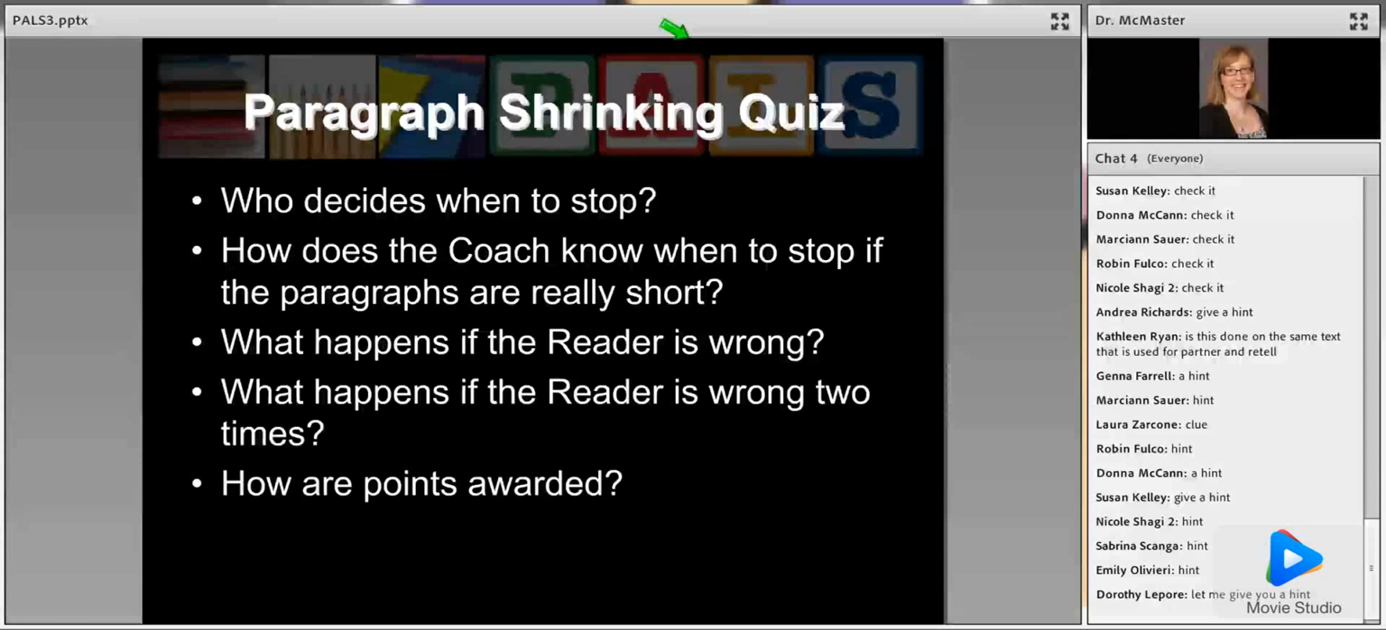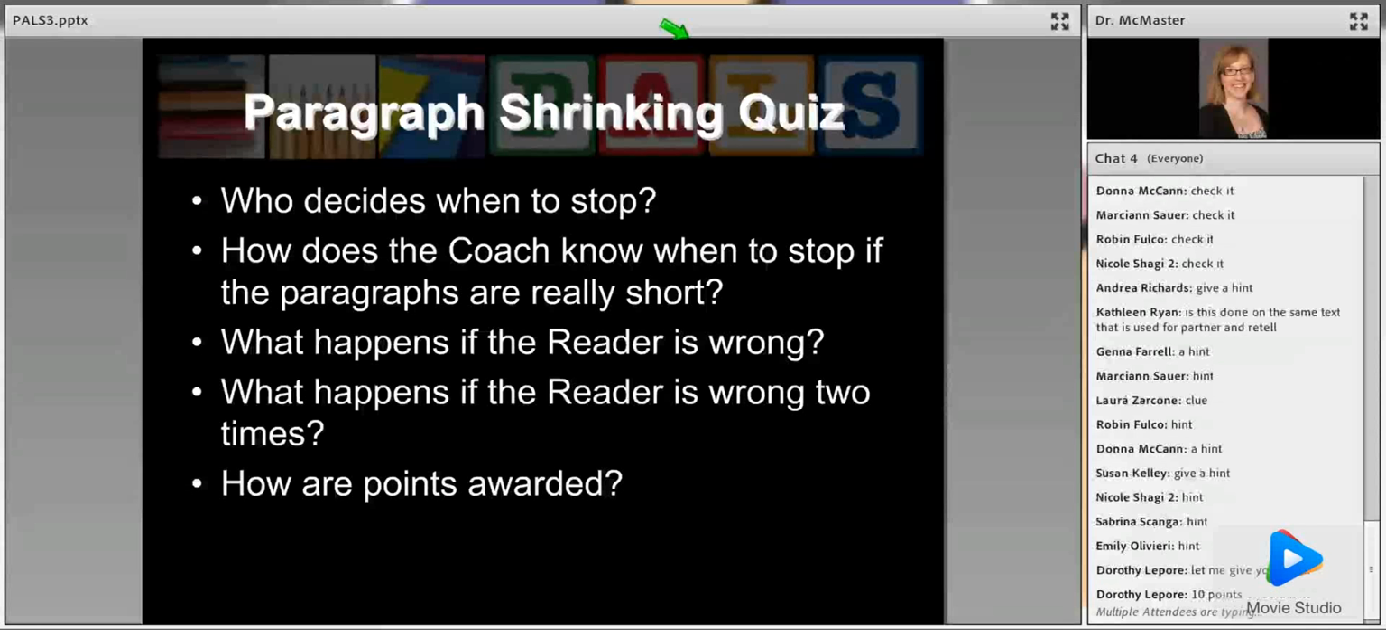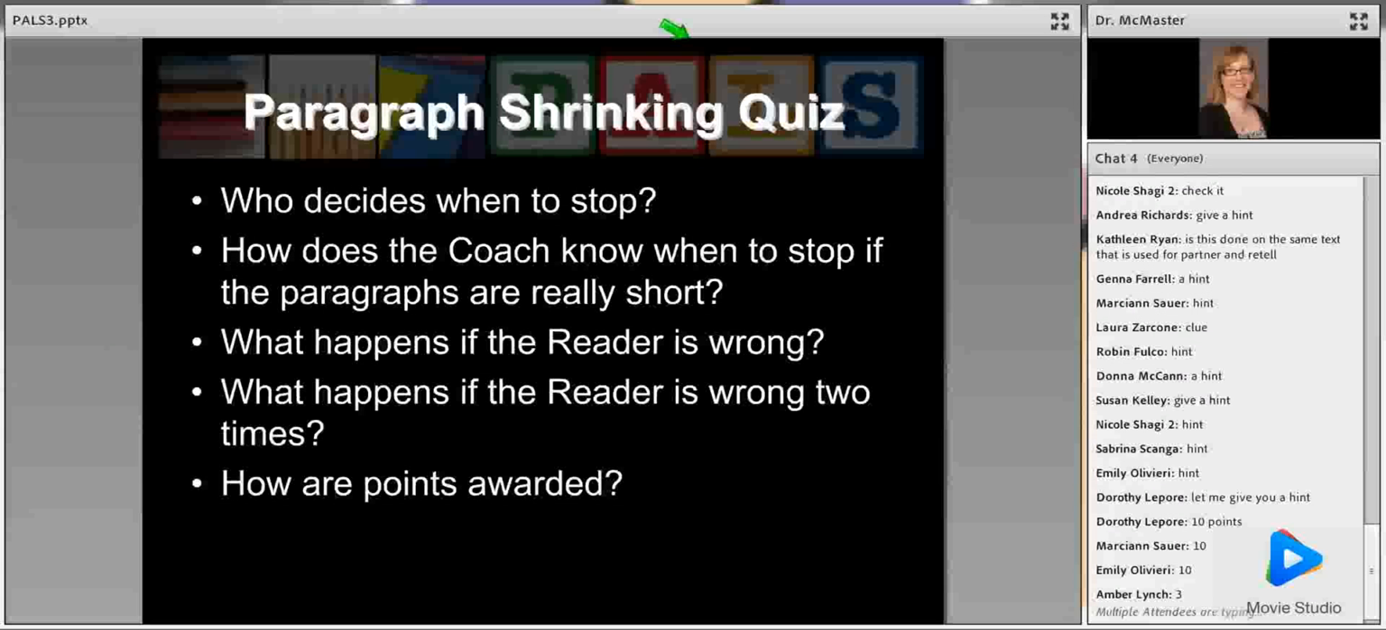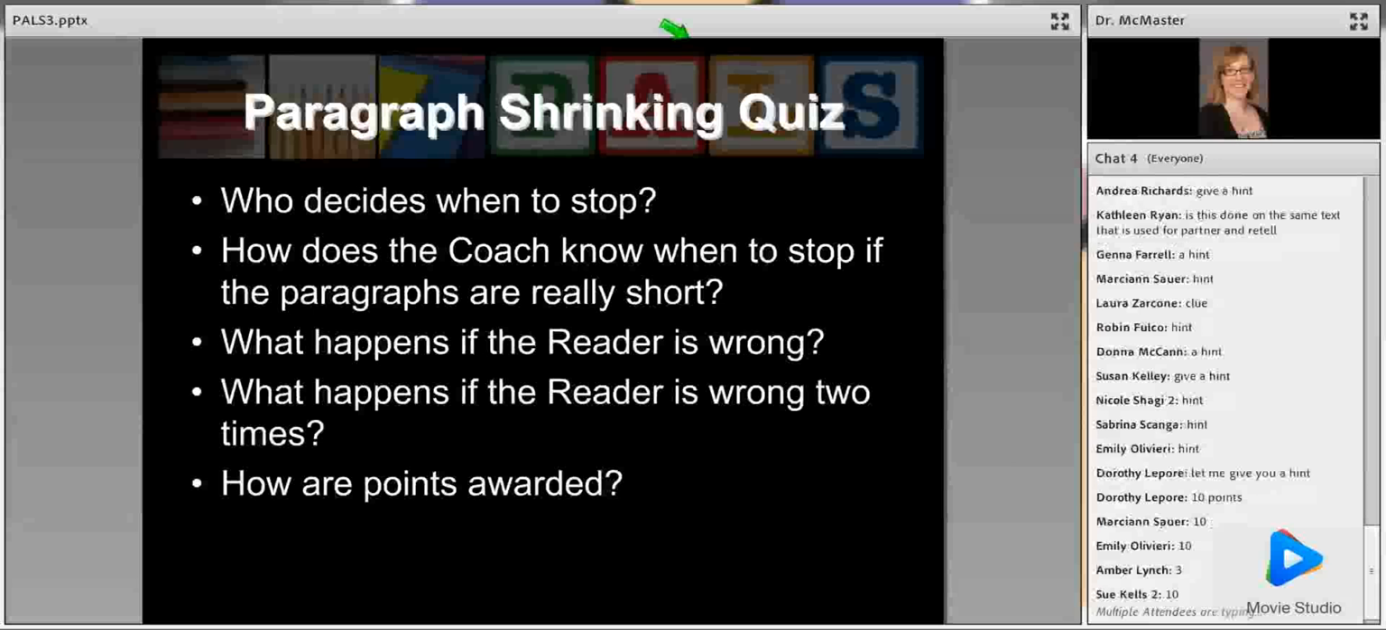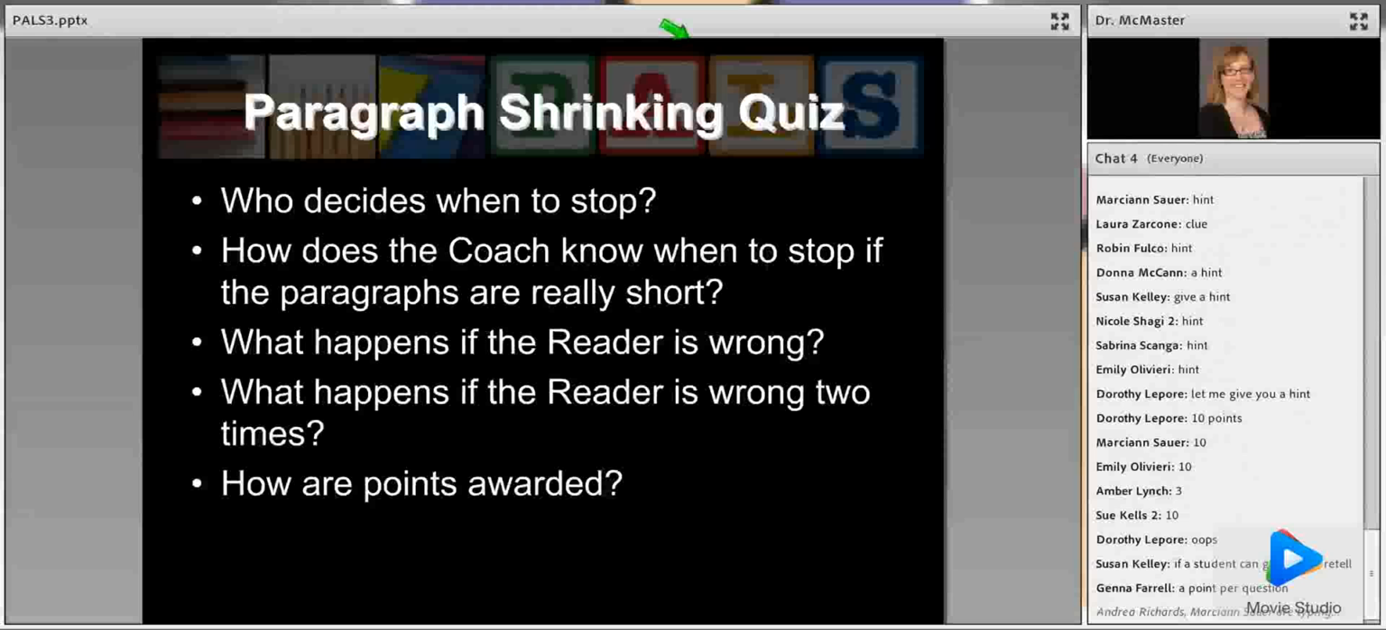How are points awarded? How many points can students get during paragraph shrinking? The 10 points is for retell. Ah, Amber got it. It's 3. So they get 10 points for retell, but they get a point per question.